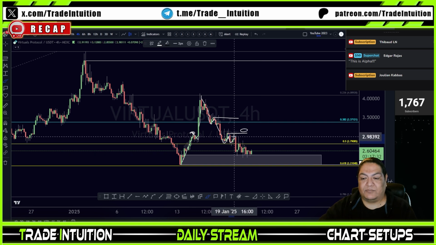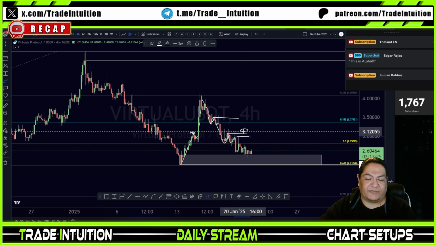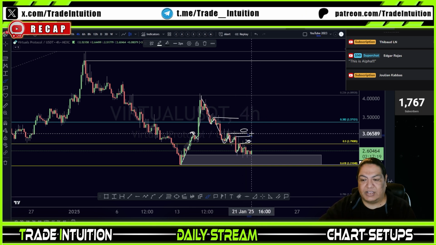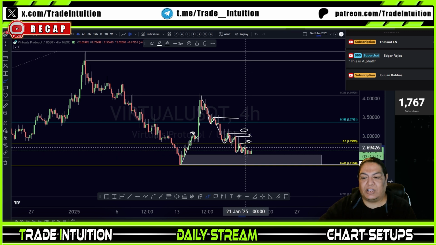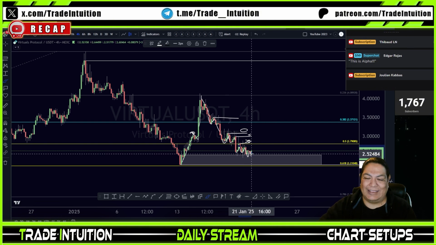Came down, came up, created this level. If it breaks this level, will we enter? Nope, because it's really close to this one. We would wait for this one. Came down, came up. Here's a level. We would not enter this one. They're too close. Came down, up, down, up, down. So what it's doing, it continues to make lower lows and not break a high.